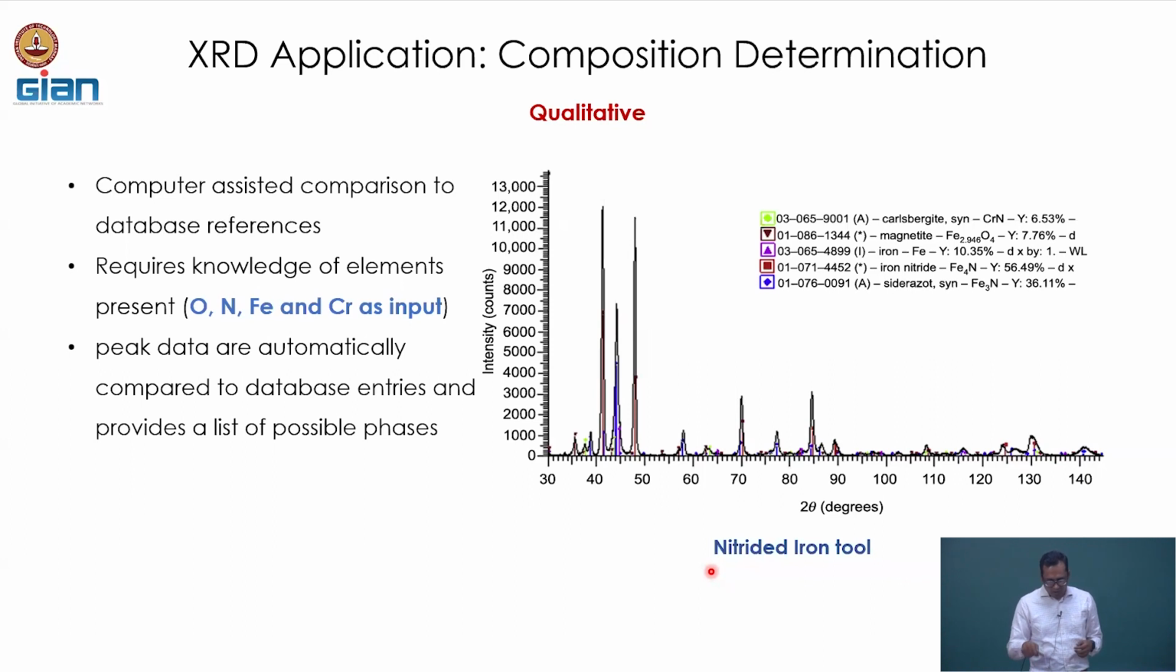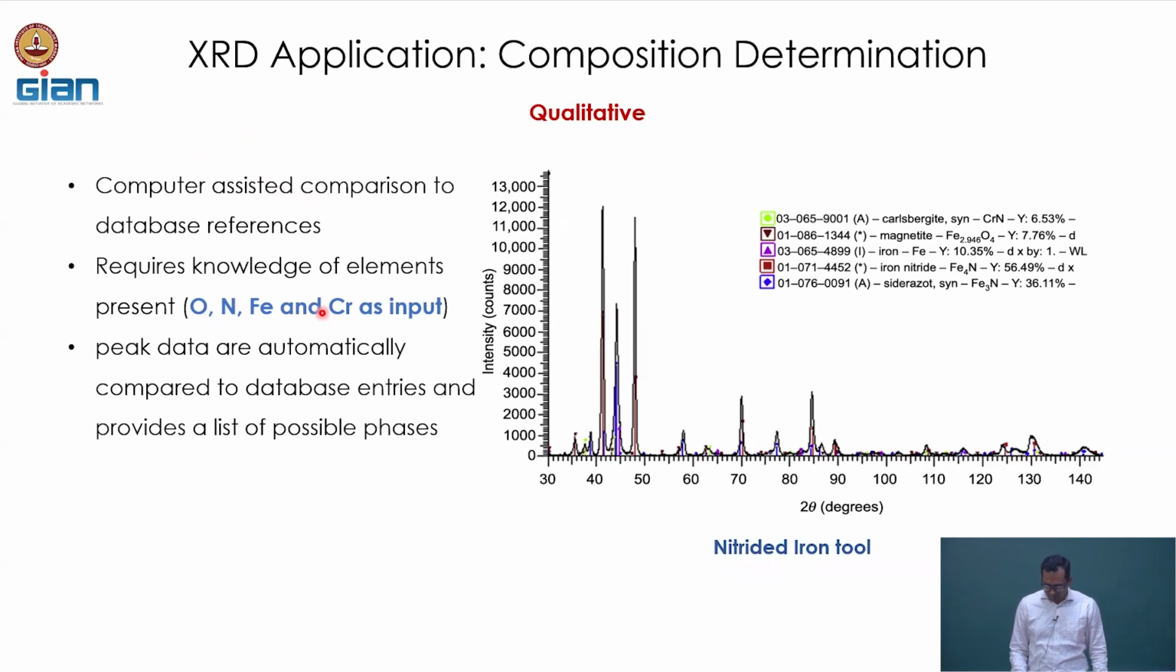So, again this is going back to the original thing that I was saying about the XRD database. The reference materials of different crystalline structures, different oxide phases and all have been collected and put inside a database. And then what we do is that if we have a material here, in this case it is a nitrided iron tool which has a composition of oxygen, nitrogen, iron and chromium. So, we need to have that information a priori, that is, what are the elements present in my material.